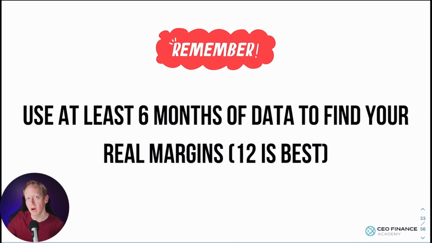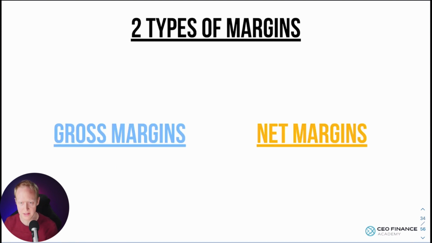Okay. Now, if I go back too much more than 12 months, I start to get into pricing differences because the inflation's been so crazy lately. 18 months ago, pricing might have been totally different and my margins would look different. Okay. So I don't like to go back too much further than 12 months. So now we covered gross margins. Now let's look at net.